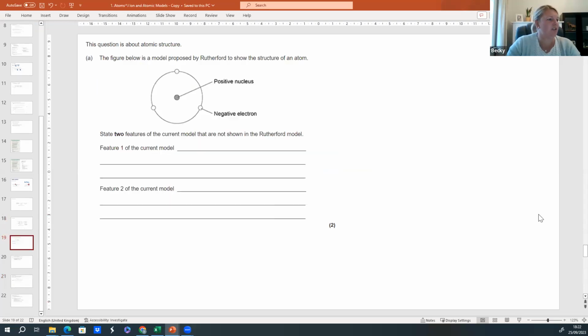Okay, so this first question: we've got the model proposed by Rutherford. We've got that positive nucleus rather than that dough or pudding. Rather than a ball of dough with electrons dotted about, we know that we've got this positive nucleus. It was small and compact, because most of the alpha particles went straight through, so we know that it must be mainly empty space. So, two features of the current model that are not shown in Rutherford's model: feature 1 and feature 2.